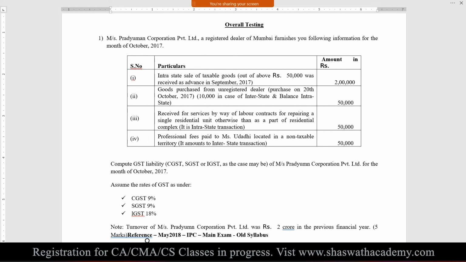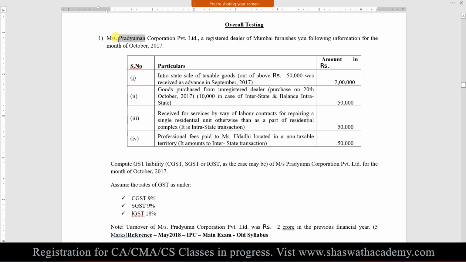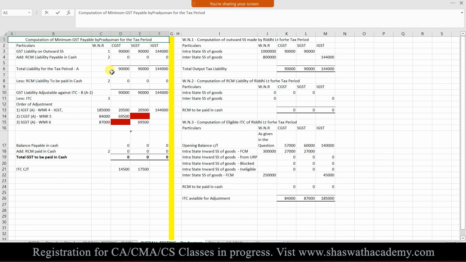Look at this. He's a registered dealer in Mumbai, furnishing you the following information for the month. So I'm going to deal with Pradyumna Corporation, and my dear brothers and sisters, please substitute your headings properly and have clarity in what you're doing. So this is not Riddhi, this is Pradyumna Limited for the tax period October 2017, keeping that in mind.